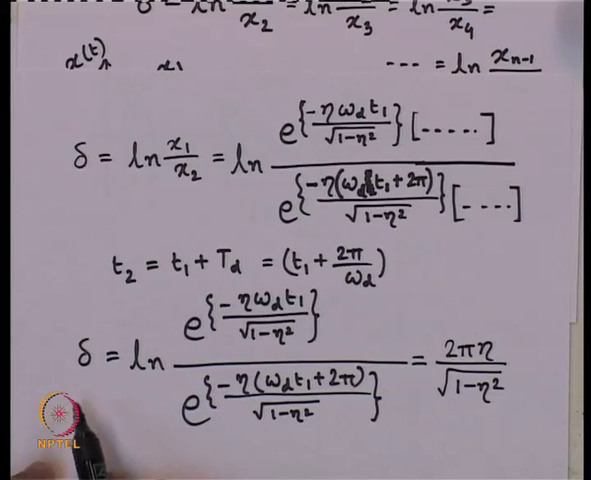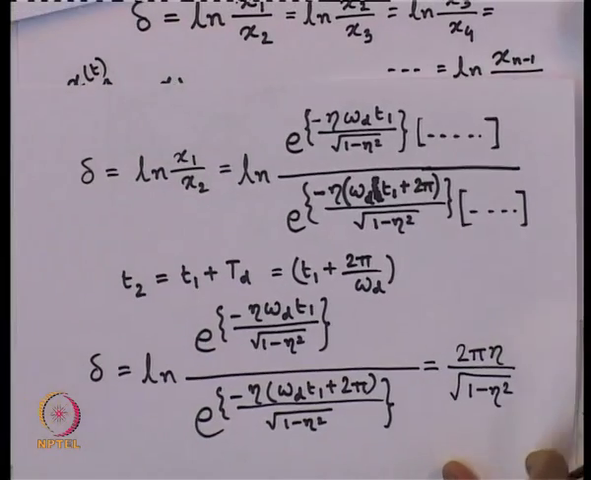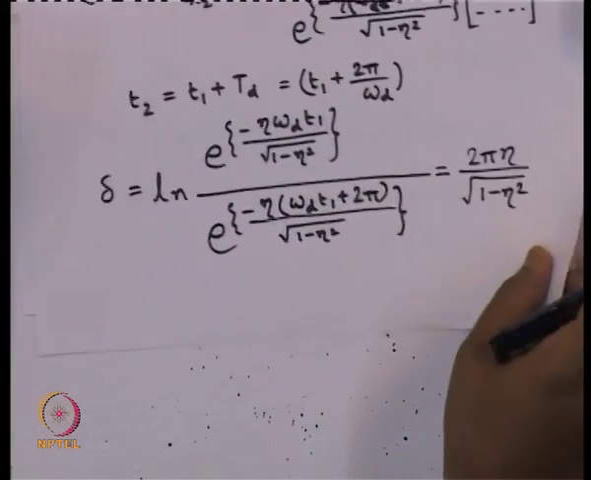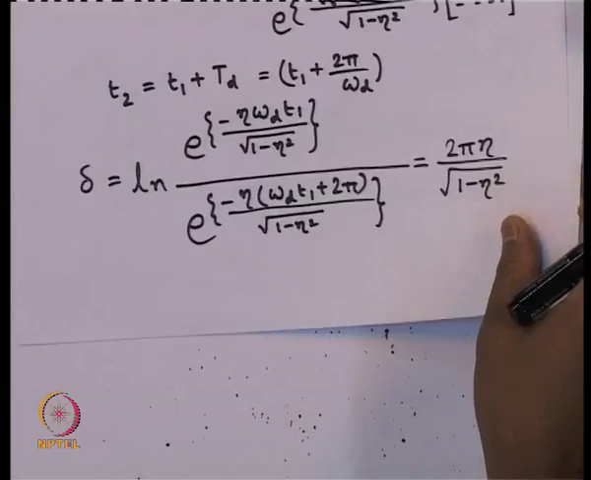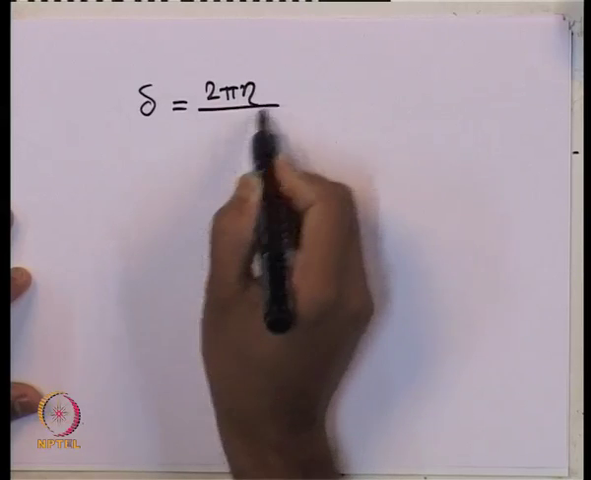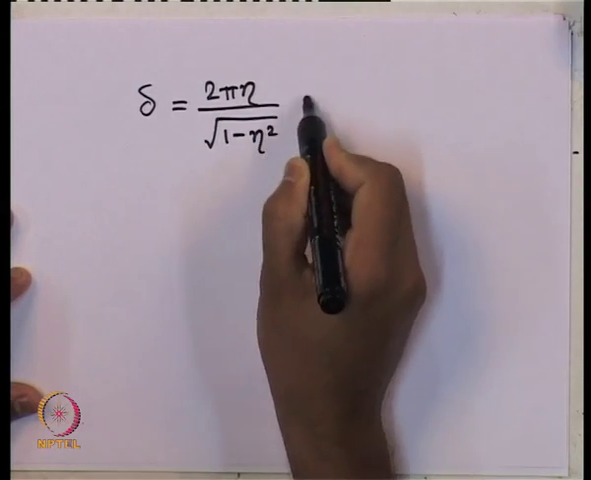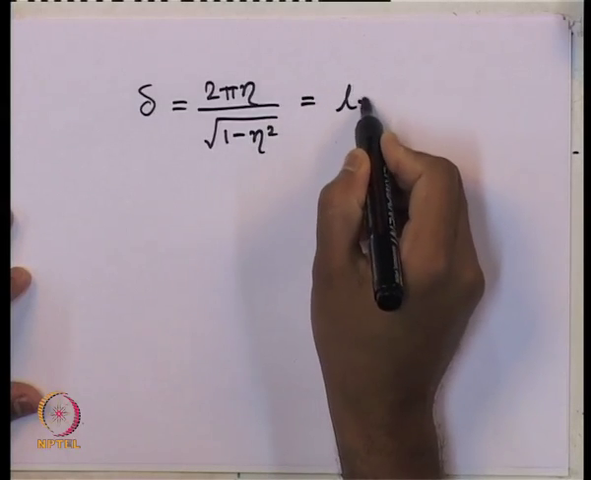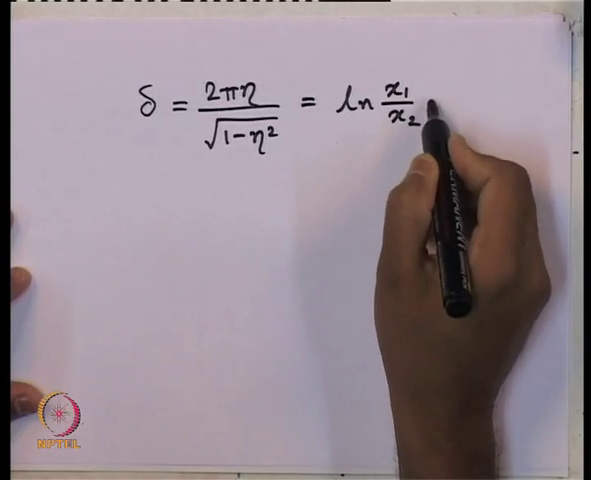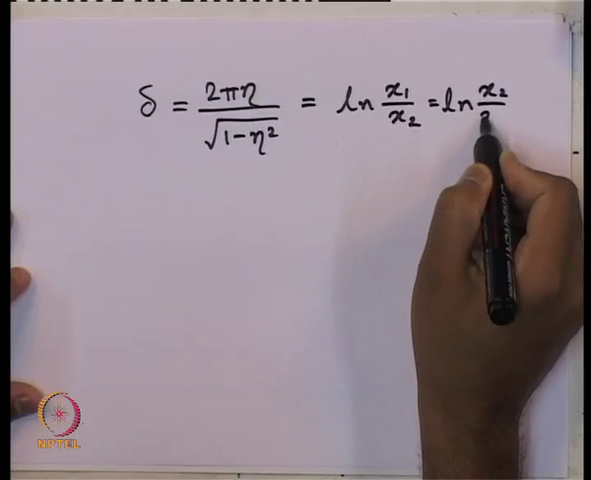Okay. So, that is the expression for the logarithmic decrement, and this expression is used in the laboratory to find out the damping ratio of any system subjected to free vibration, that is, in this case, the underdamped system which is subjected to free vibration. How to obtain the damping ratio? This is the way we compute: 2 pi eta by root over 1 minus eta square, which equals ln x 1 by x 2 or ln x 2 by x 3 and so on.